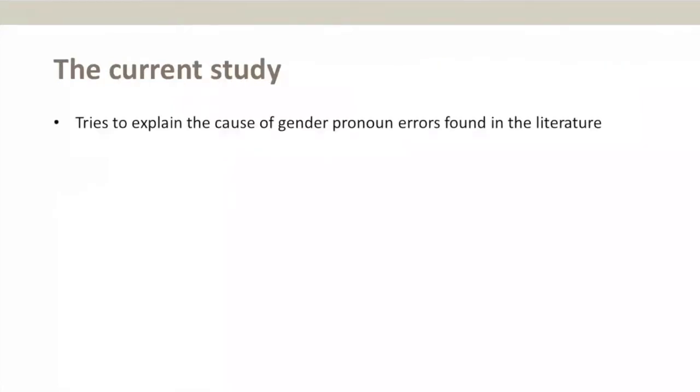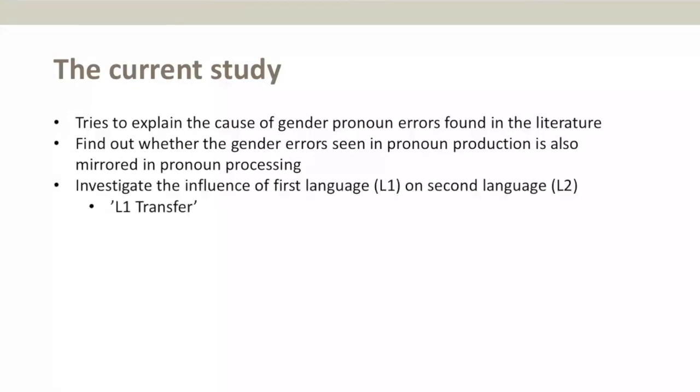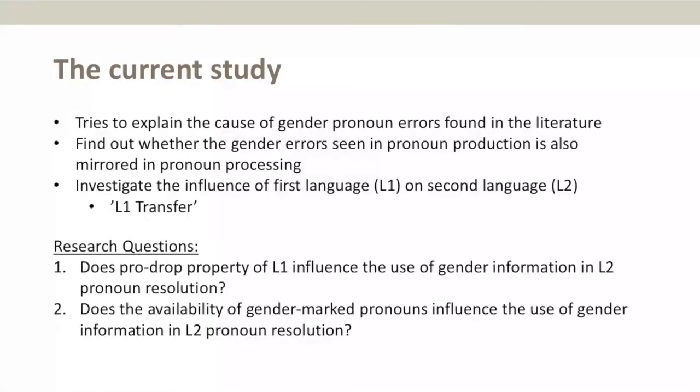So we have the current study, and we try to explain what is causing these gender pronoun errors. The previous literature suggests that the production errors are caused by language processing, and we want to find out whether these gender errors are mirrored in pronoun processing. And in general, we're trying to investigate the influence of first language on second language, or what we call L1 transfer. But more specifically, we're looking at the properties of the language that can be transferred. In this case, either the prodrop property or the property of gender marked pronouns will influence L2 pronoun resolution.